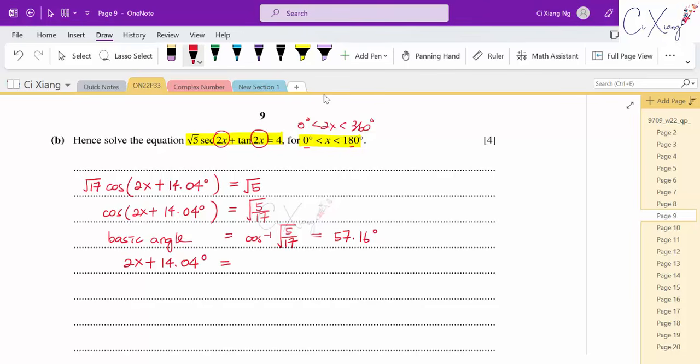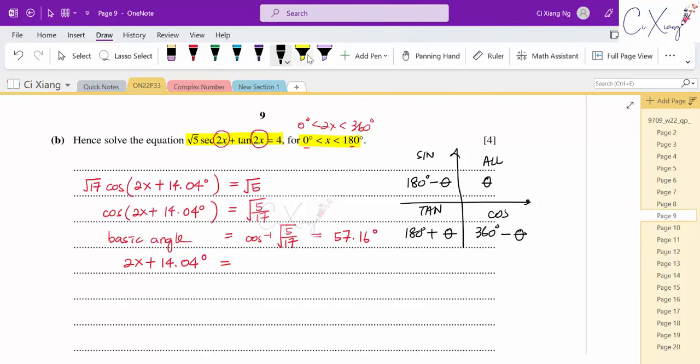Now we want to get the answers for this. Like what I mentioned earlier, because we have 2x in our solution, when we go through the quadrants, we should go through all 4 quadrants here. For the first quadrant, we have the basic angle theta. Second quadrant is 180 minus the basic angle. Third quadrant is 180 plus. The fourth quadrant is 360 minus. And this is all, sine, tangent, cos.